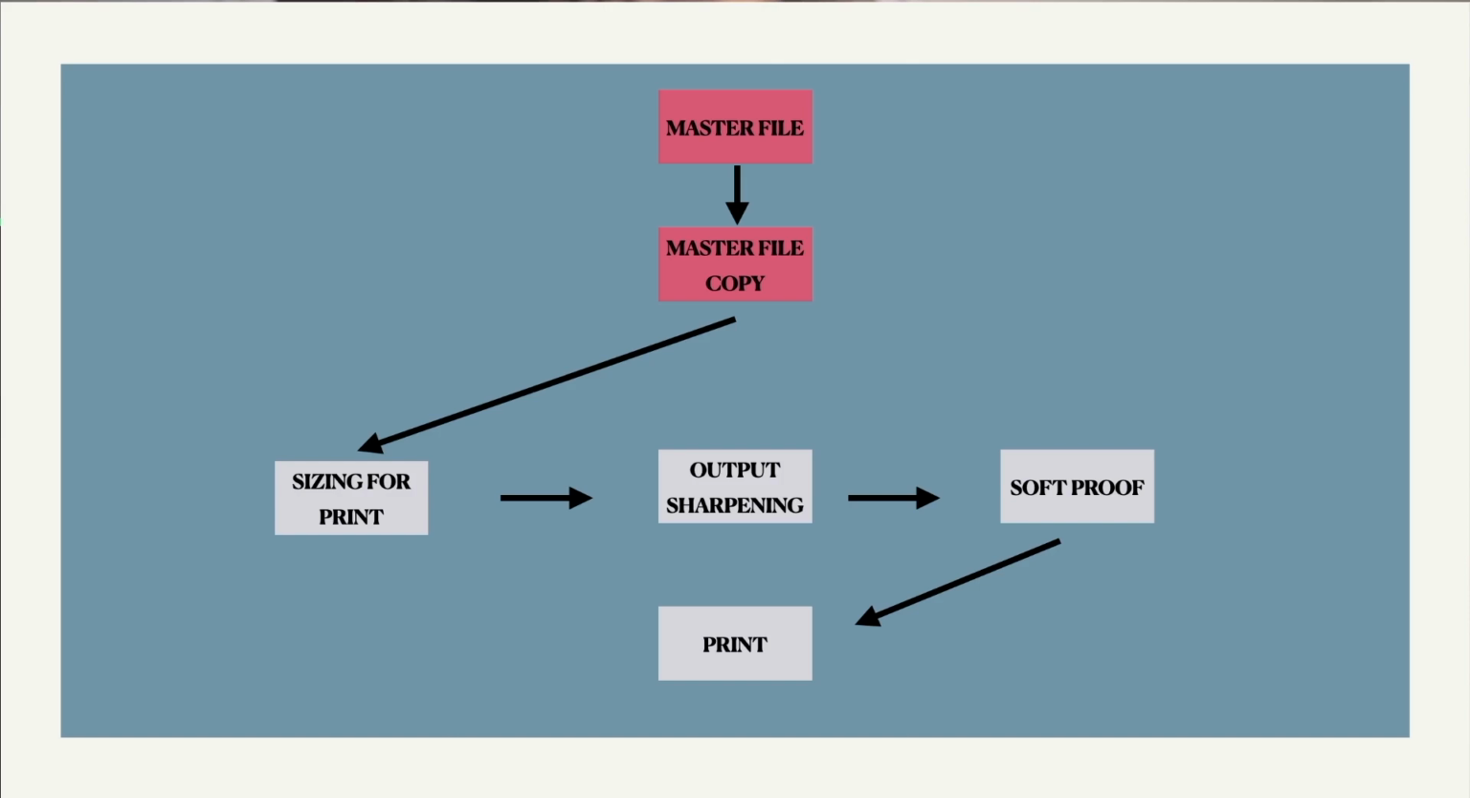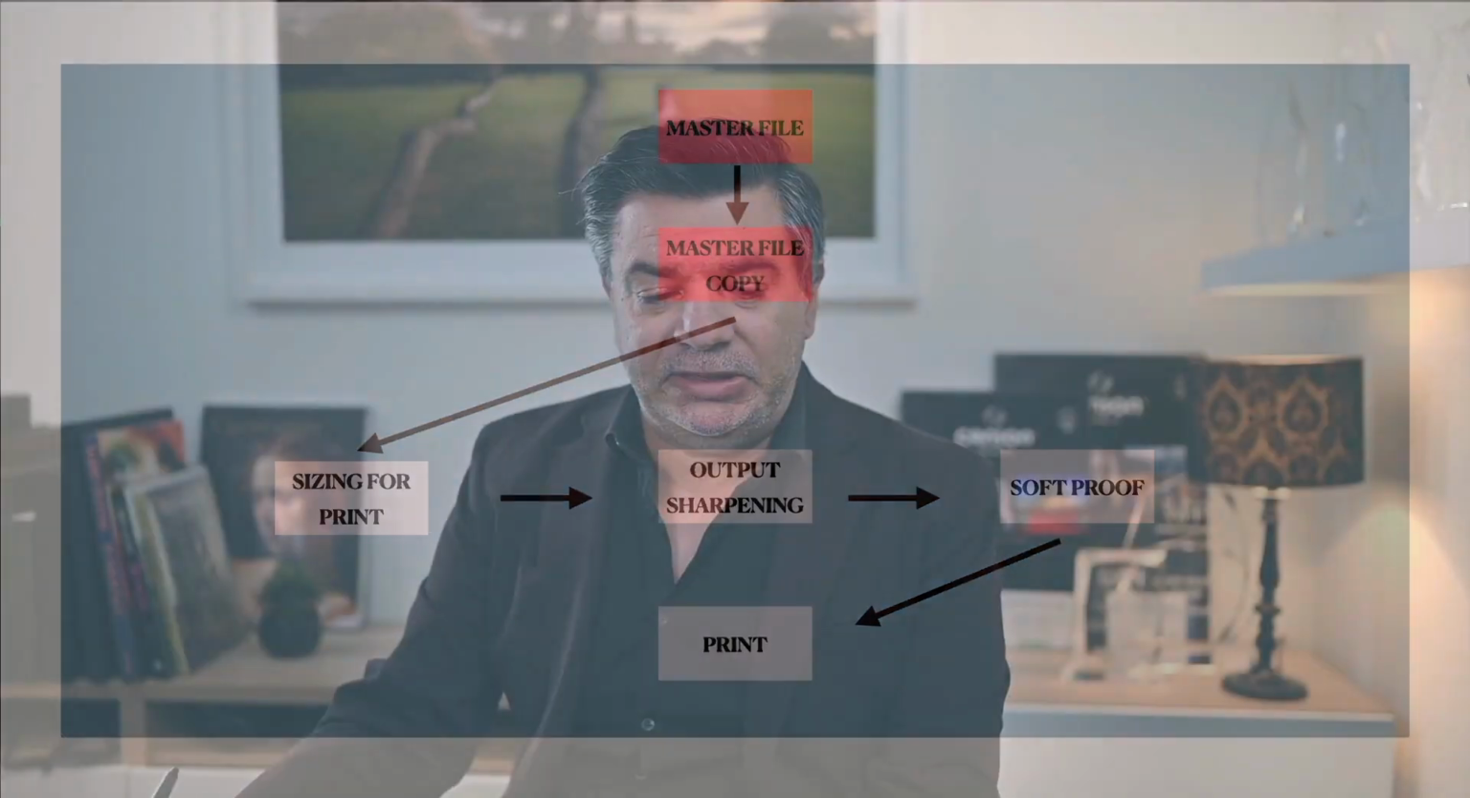Sizing the print. Then once the print is sized, we will go through the sharpening process. Once that is completed, we will go through the soft proofing process, and then finally, we will print the file. So that's a little bit of an overview of the workflow, and hopefully as we go through this tutorial, you'll understand as to why we do certain steps at certain times.